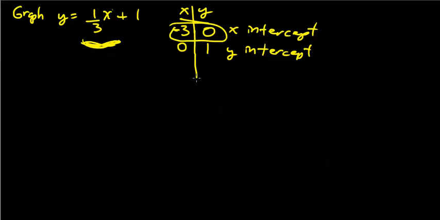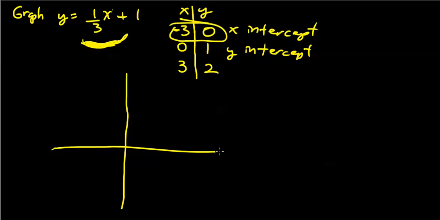And let's get a third confirming point. If x is 3, well, 3 times 1/3 is 1, and 1 plus 1 is 2. So with these 3 points, I think I can sketch out a fairly good graph. Again, bear with me here. I'm trying to do this freehand.